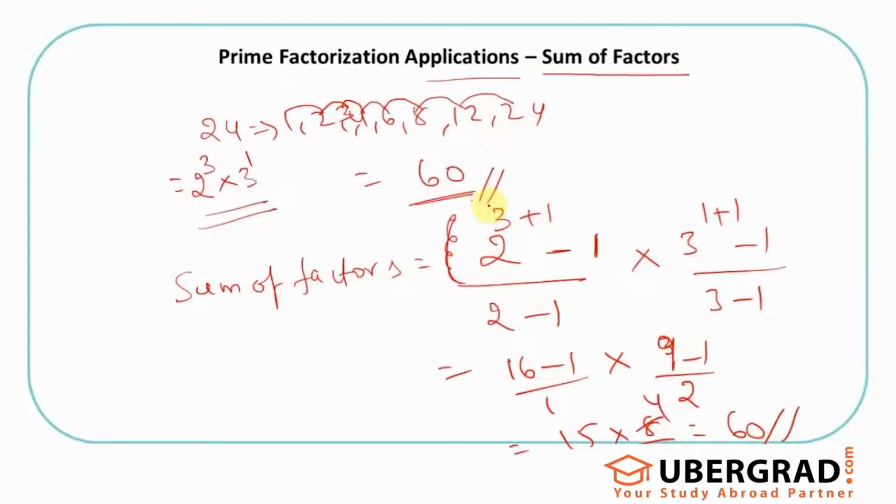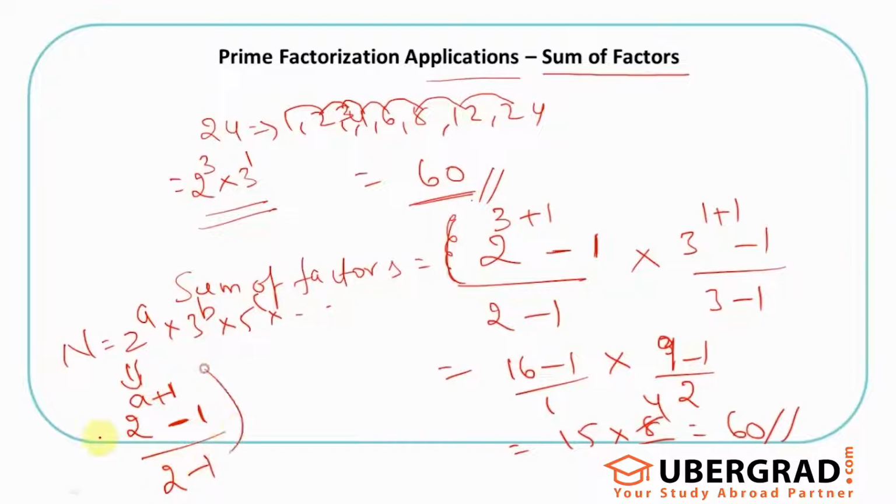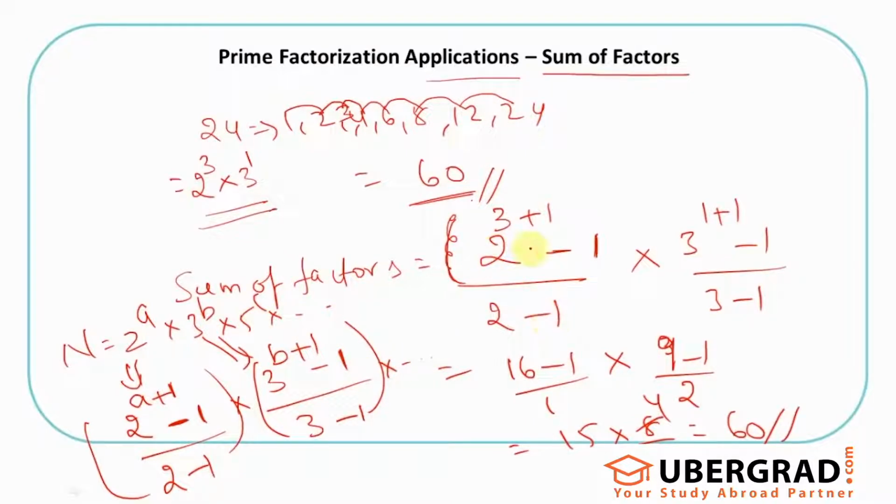So what did I do for the sum of factors? If there's a number n in the format 2 power a into 3 power b into 5 power c and so on, for each of these, what would I do? I write 2 power (a plus 1), then I subtract 1, and in the denominator I write 2 minus 1. Into 3 power (b plus 1) minus 1 by 3 minus 1. Right? And I do it so on.